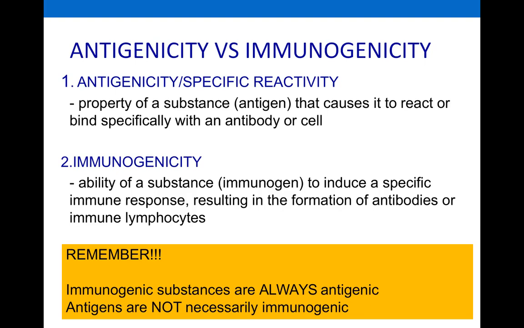But what about immunogenicity? This is the ability of the substance or immunogen to induce a specific immune response, resulting in the formation of antibodies or immune lymphocytes. So basically, now remember, immunogenic substances are always antigenic, all right? But antigens are not necessarily immunogenic. I guess that's based on the definition of antigenicity and immunogenicity in the context of immunochemistry. Okay, please remember those terms.